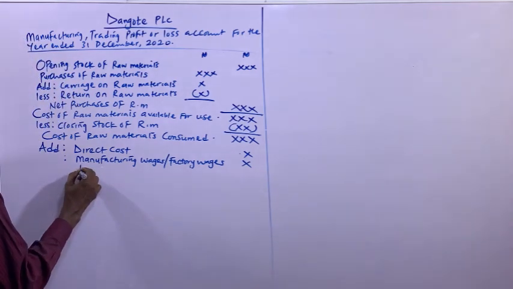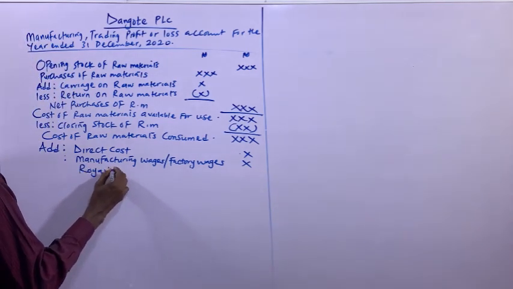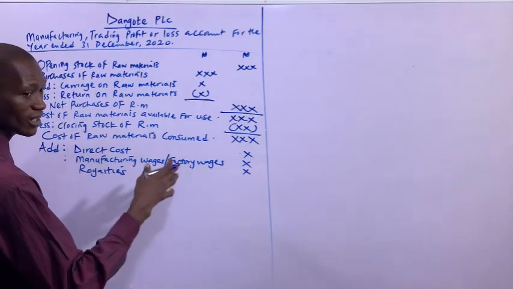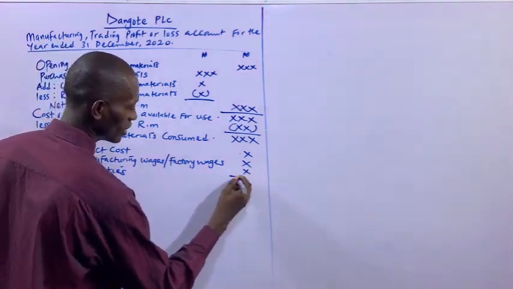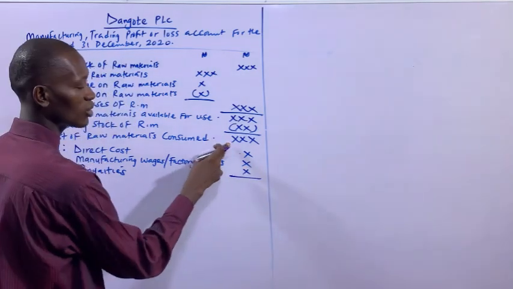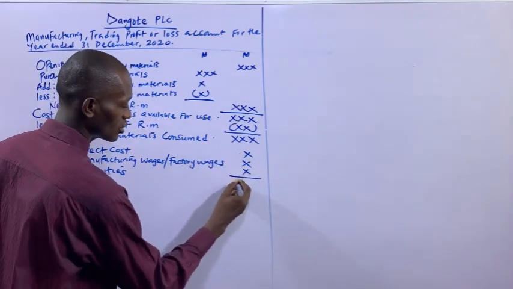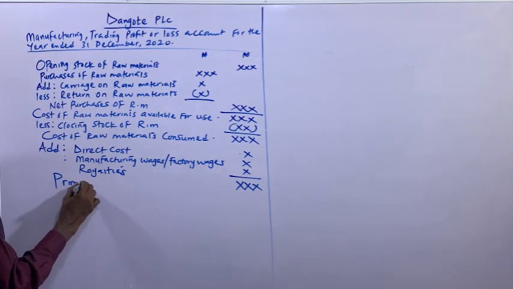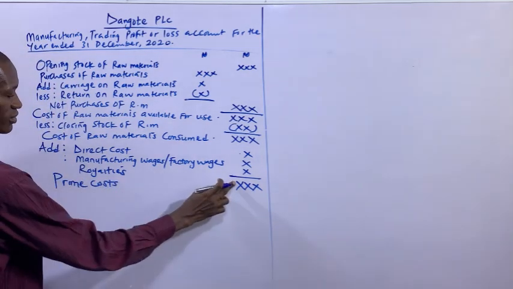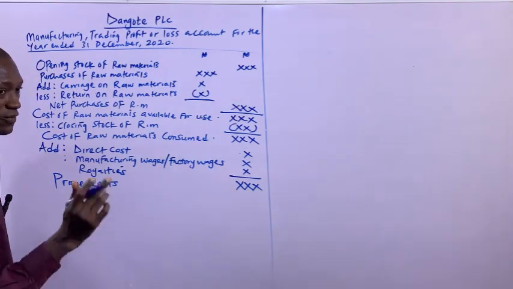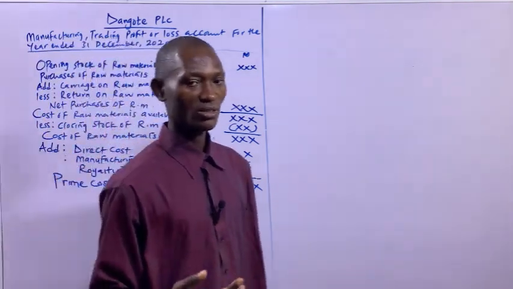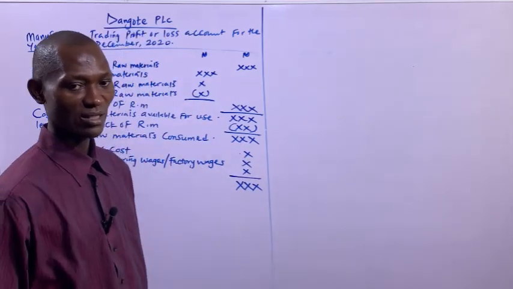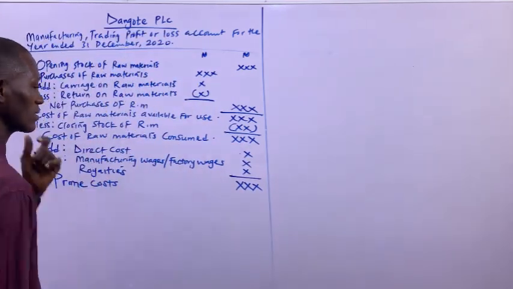Then we can also add royalty. Royalty is also a direct cost, and all other direct costs, you add. Then when you add your cost of raw materials consumed plus all the direct costs, you're going to have prime cost. And don't forget, prime cost could also be gotten by adding all the direct costs. That's direct material, direct labor costs, and direct expenses.